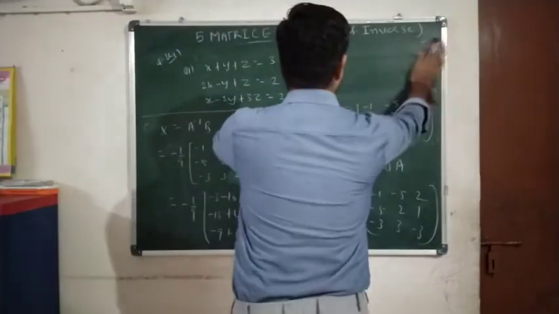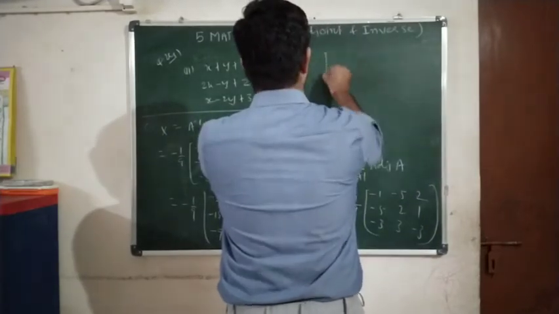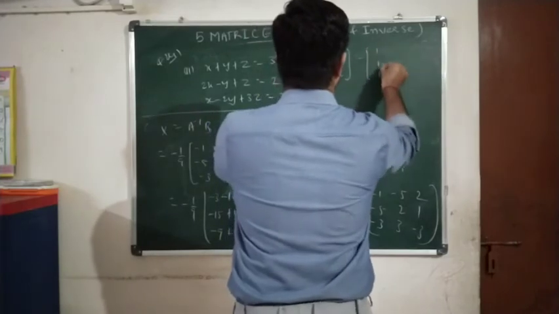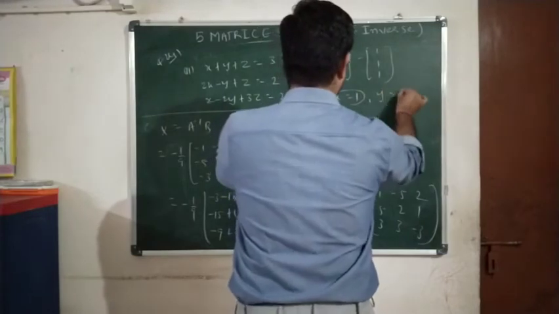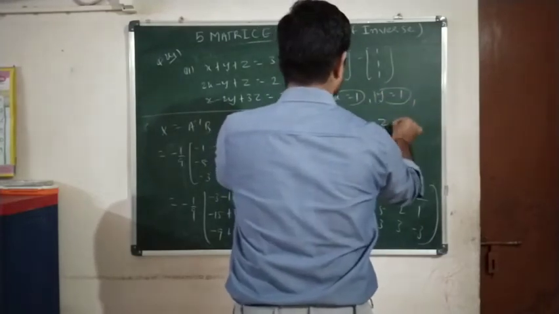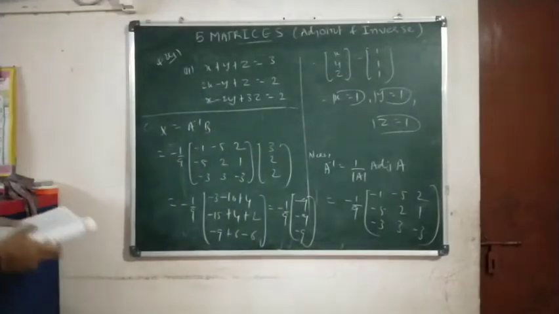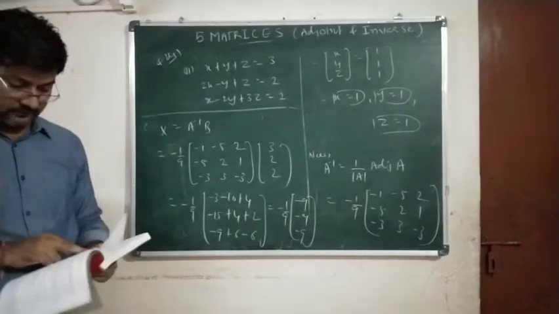Yes or no? So the value of x, y, z each will be 1, 1, 1. Therefore x is equal to 1, y is equal to 1, and z is equal to 1. Okay, so this was question number 24, second one.